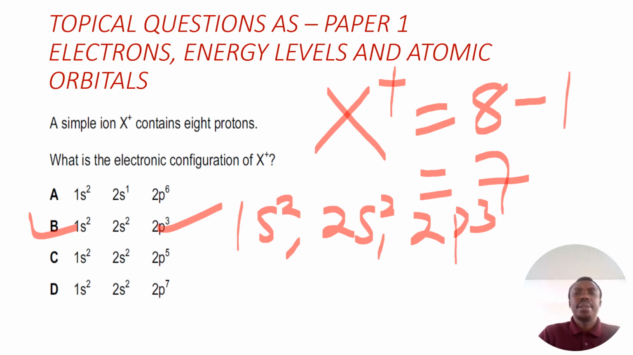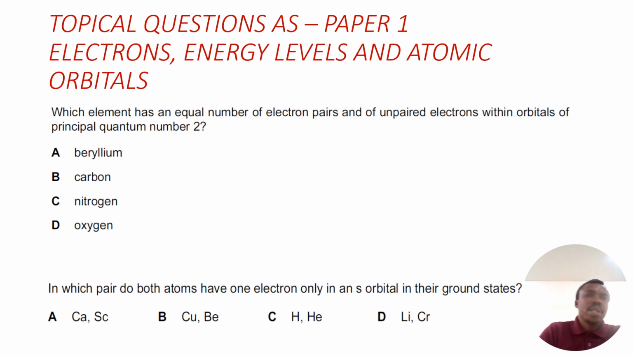So the next question is, which element has an equal number of electron pairs and of unpaired electrons within orbitals of the principal quantum number 2? So we say principal quantum number 2, that is the second shell. So what we'll have to do is to write the electronic configuration. They say which element has an equal number of electron pairs and of unpaired electrons within orbitals of principal quantum number 2.